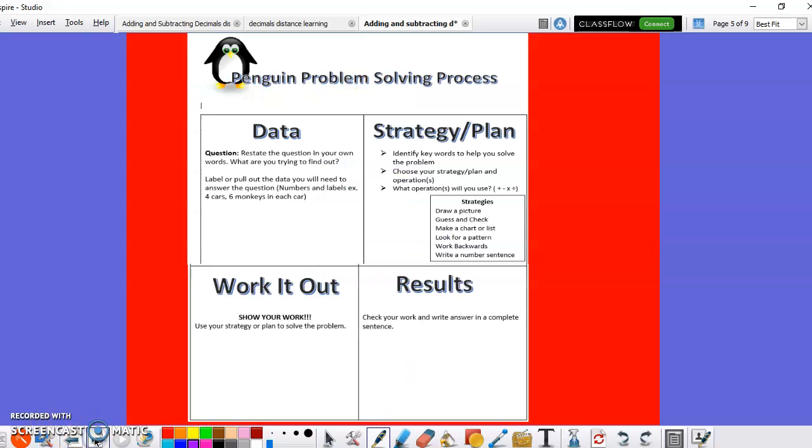Moving on, looking at our problem solving process. Remember, we have our quadrant. We have data, which is looking at the information that we need to answer the question. We want to restate the question in your own words. What are you trying to find out? What are you trying to solve? We have our strategy and plan. We're looking for our keywords to help us solve the problem. We're going to choose our strategy and our operations, how we're going to get there. We're going to work it out. Use what you said. You said you're going to subtract over here in your strategy. Well, then subtract. You're going to add, multiply, or divide, whatever it is. That's where you show it here.